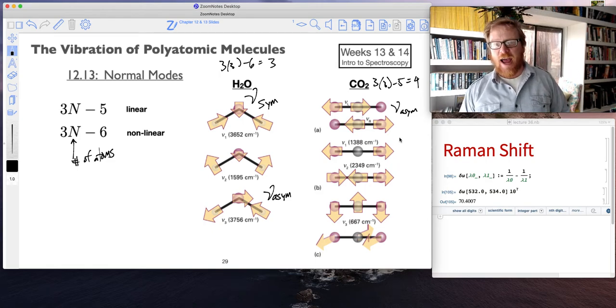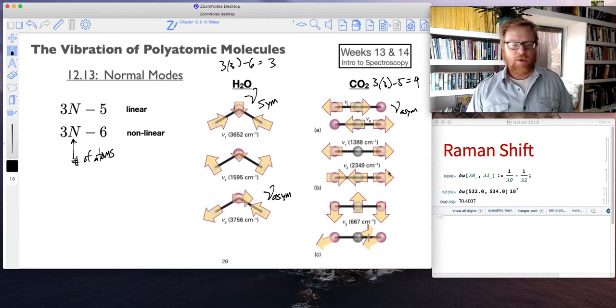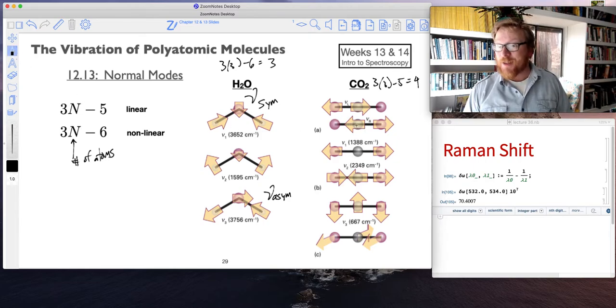And as it turns out, I think I labeled these incorrectly. I labeled these incorrectly because that symmetric stretch for CO2, notice it doesn't have an energy associated with it. That's because it's forbidden. So it does not result in a dipole moment. So it's not observed in FTIR. Okay? But as it turns out, this stretch is observed in Raman spectroscopy, which we'll be discussing next.